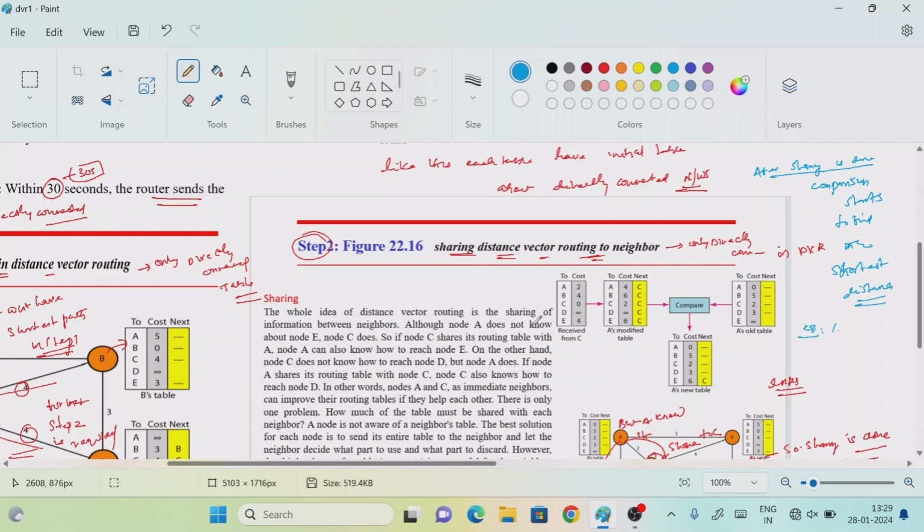For this example, let's say C is going to share its database to A. Remember, C is going to share its database to A. Now A wants to update its shortest distance. Again I'm repeating, C is going to share its routing table to A. So now A is going to update its routing table. What are the steps that are involved? That is what exactly we are going to see now.